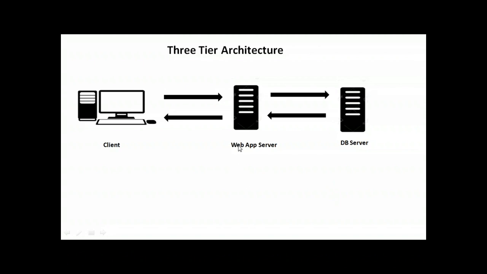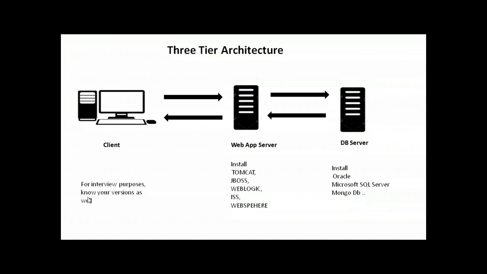Now, as I've told you, let's look at this simple architecture. We have a client, a web app server and a database server. You typically have a Tomcat, JBoss, WebLogic, IIS, or WebSphere installed on that, and that's why you call it a web app server. And you install Oracle, Microsoft SQL Server, MongoDB, or whatever on this, then this becomes a database server.